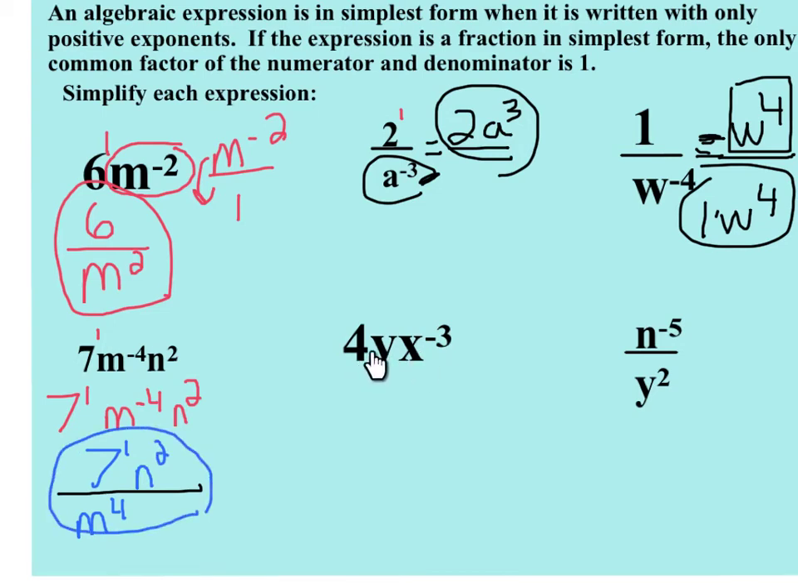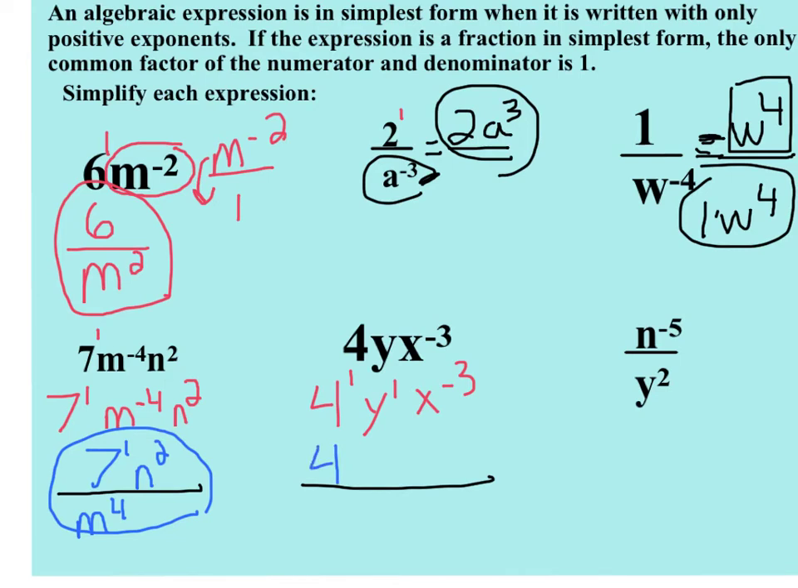Not glued together. So, 4 to the first, y to the first, x to the negative 3. Okay, see if you can do this. Stay or go down? Stay. That one stays because it's positive 4.